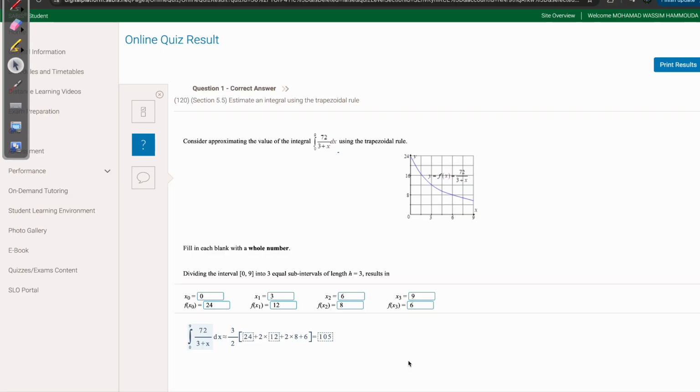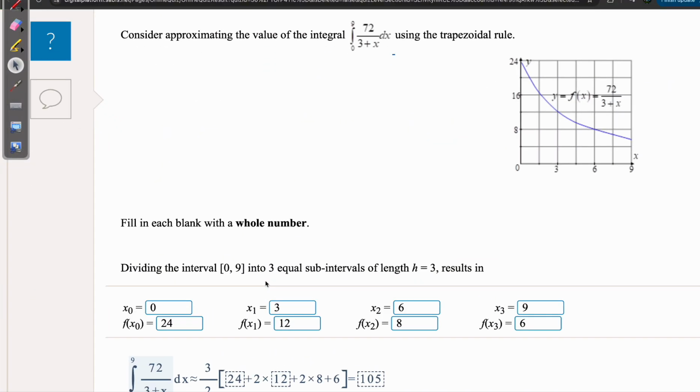And today I'll be recording the Term 2 Week 4 Math CA quiz. Let's go. Consider approximating the value of the integral from 0 to 9 of 72 over 3 plus x dx using the trapezoidal rule. Fill in each blank with a whole number, dividing the interval 0 to 9 into 3 subintervals of length h equals 3. This is really important.